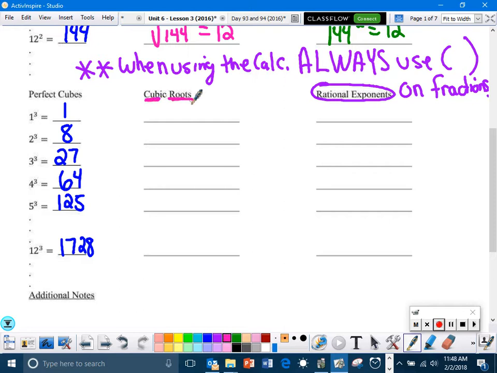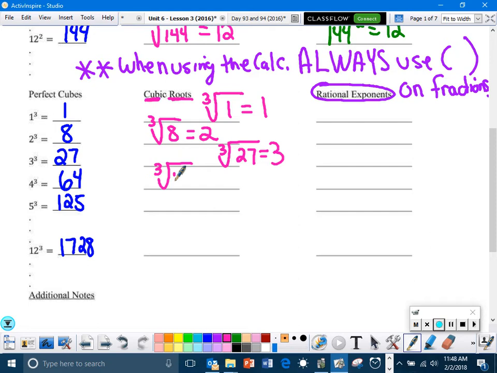Now, what does the cubic root look like? Okay, we make the symbol for the square root, but we put a little 3 right there. So the cubic root of 1 is 1. The cubic root of 8 is 2. The cubic root of 27 is 3. The cubic root of 64 is 4, and so on. Okay, I'll just fill the rest in here.